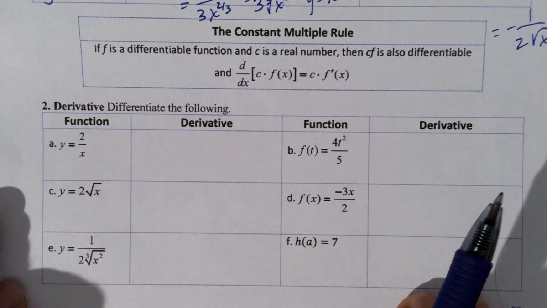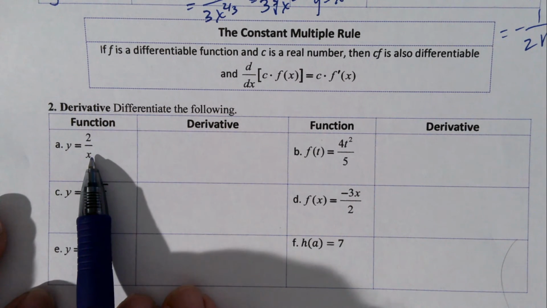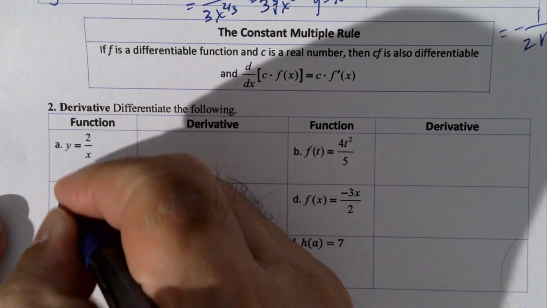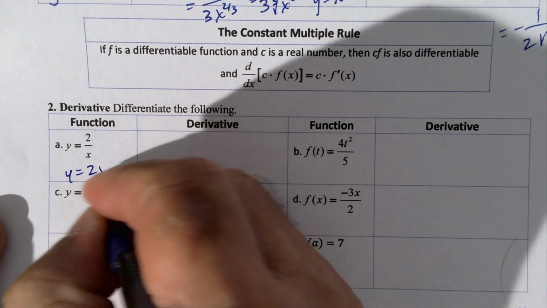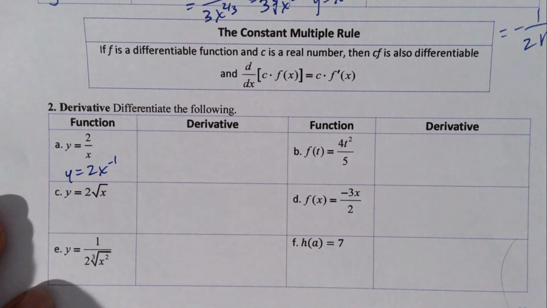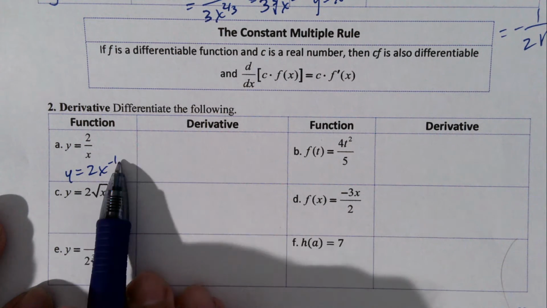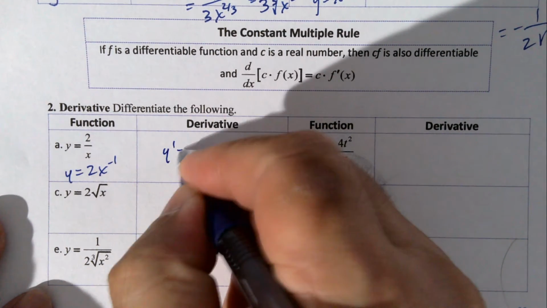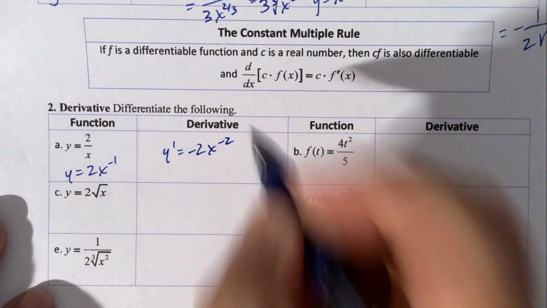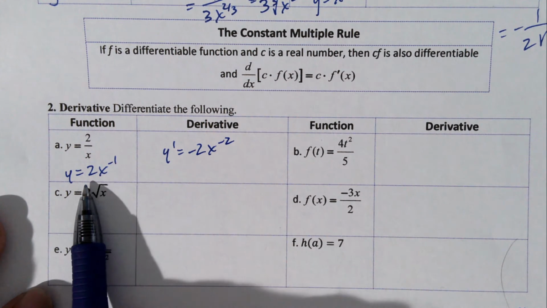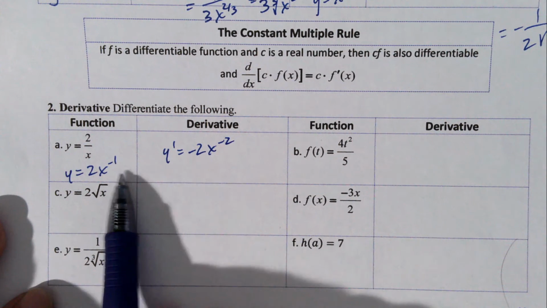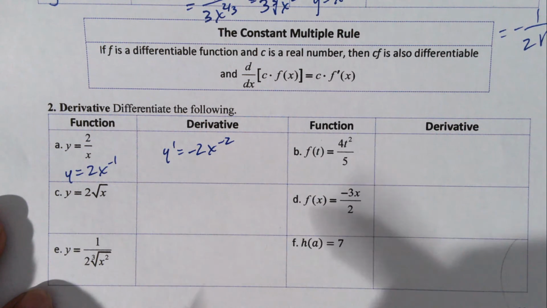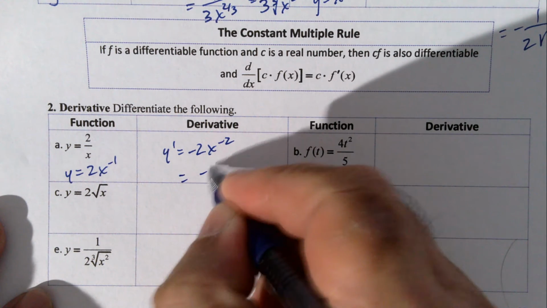All right, continuing. This is the constant multiple rule. In other words, if there's a number in the problem, what do you do with that number? Well, rewriting this, x to the negative 1. So I'm taking the derivative, so just do negative 1 and just multiply whatever that constant is. So that means y prime equals negative 2 x to the negative 2. I did negative 1 times 2 gives me negative 2, and then subtract 1 from the exponent, and that's how I got negative 2 there. So that's going to be negative 2 over x squared.